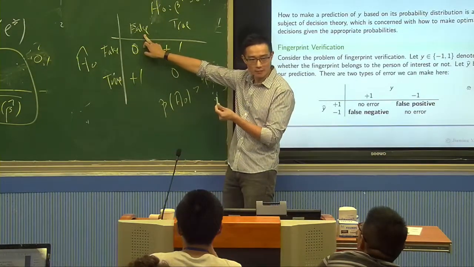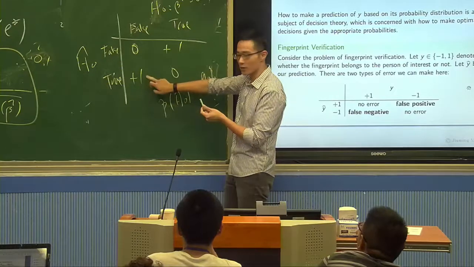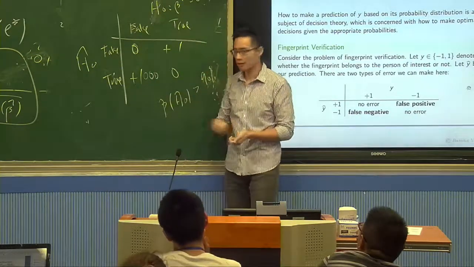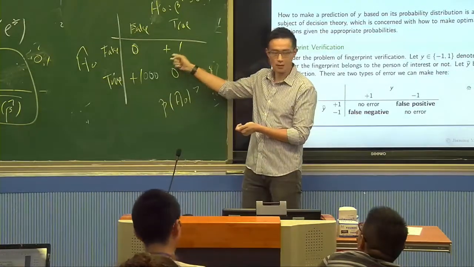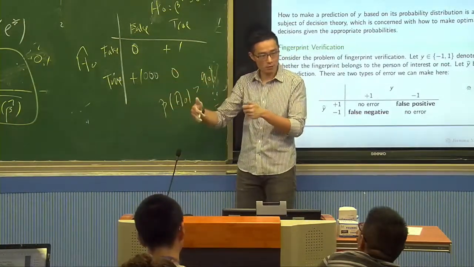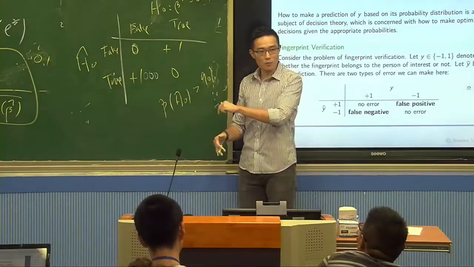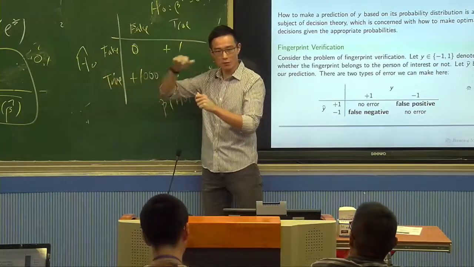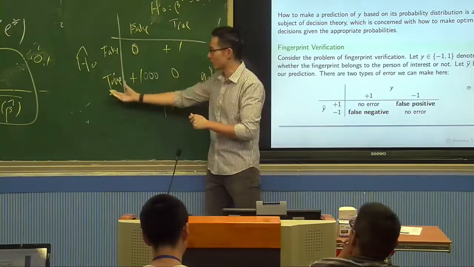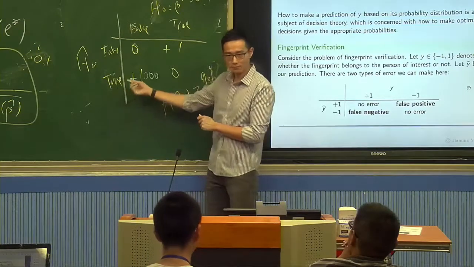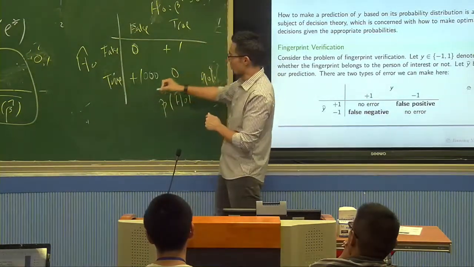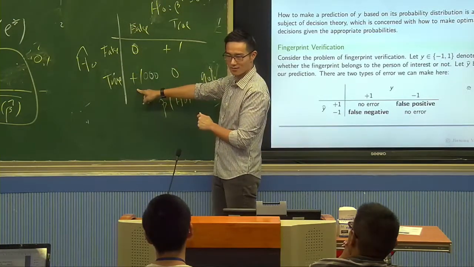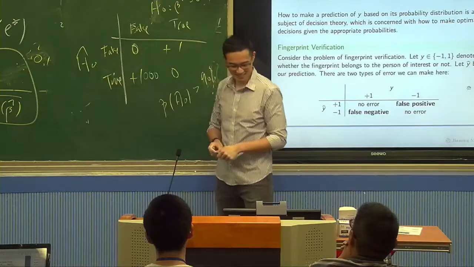I'm really afraid of that. Which means this penalty should be really large, and this penalty is small. When this is the case, my criteria will almost always declare it false, and only under very strict criteria do I declare it true. In other words, I try to avoid, what type of error is this? Do people know?